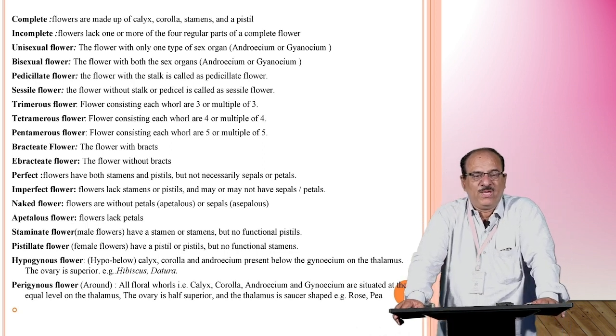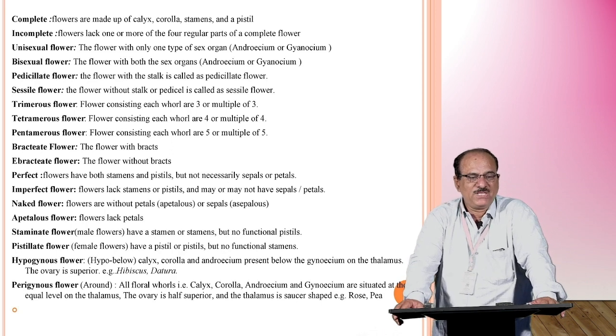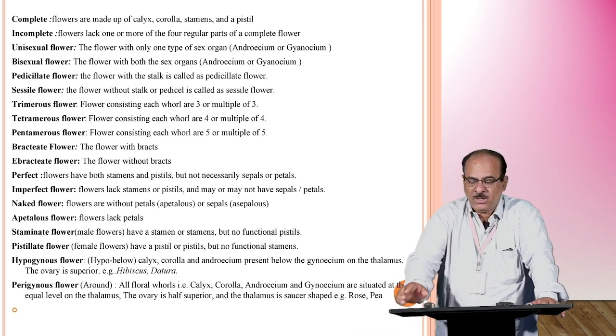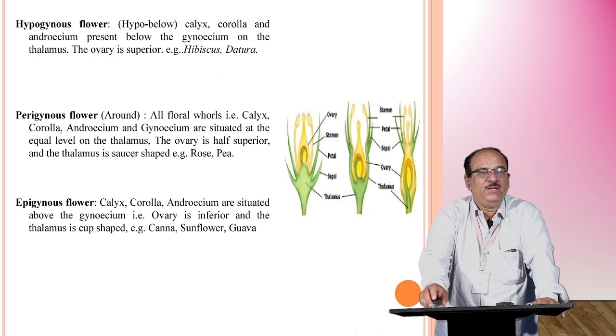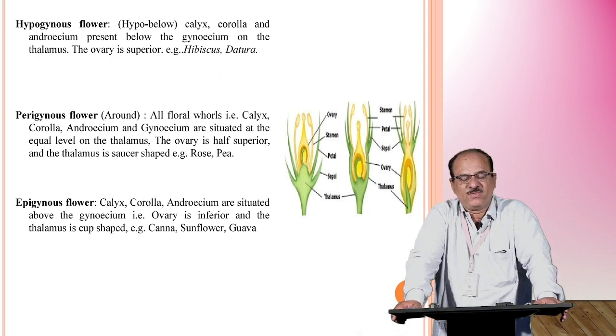Staminate flowers, where only stamens are present. Pistillate flowers, where only pistils are present. Then, depending on the insertion of floral whorls and the position of the floral whorls with the ovary, we have three different types of flowers.